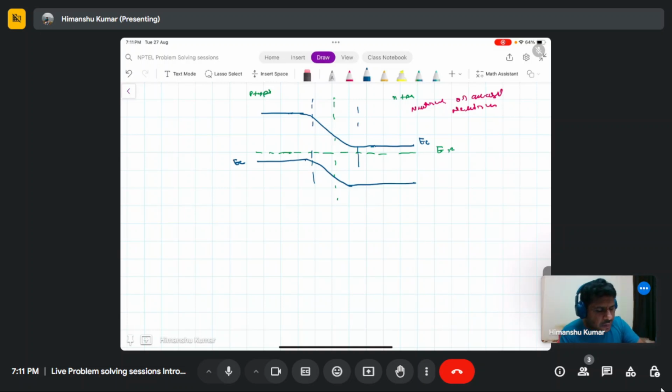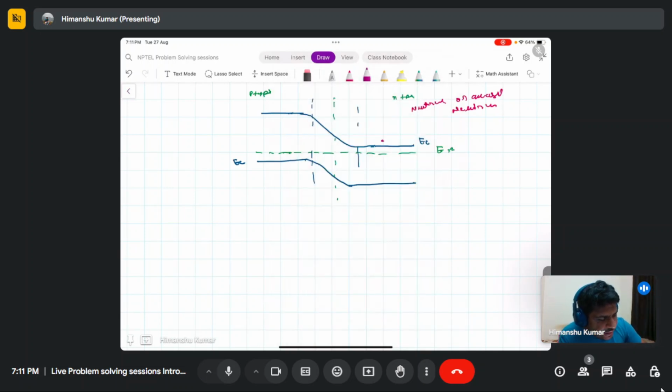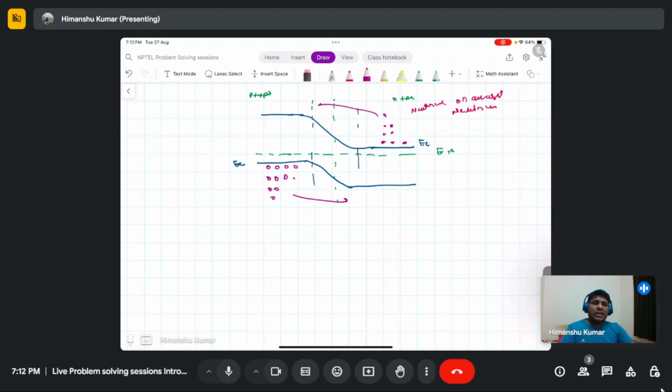Now there are certain free electrons in this band, and similarly holes in this band, which feel barriers. For the electrons this barrier is there, and for holes this barrier is there, so they can't cross. Ideally in equilibrium, whatever number cross the barrier, correspondingly an equal number cross in the other direction. So the net current is zero.